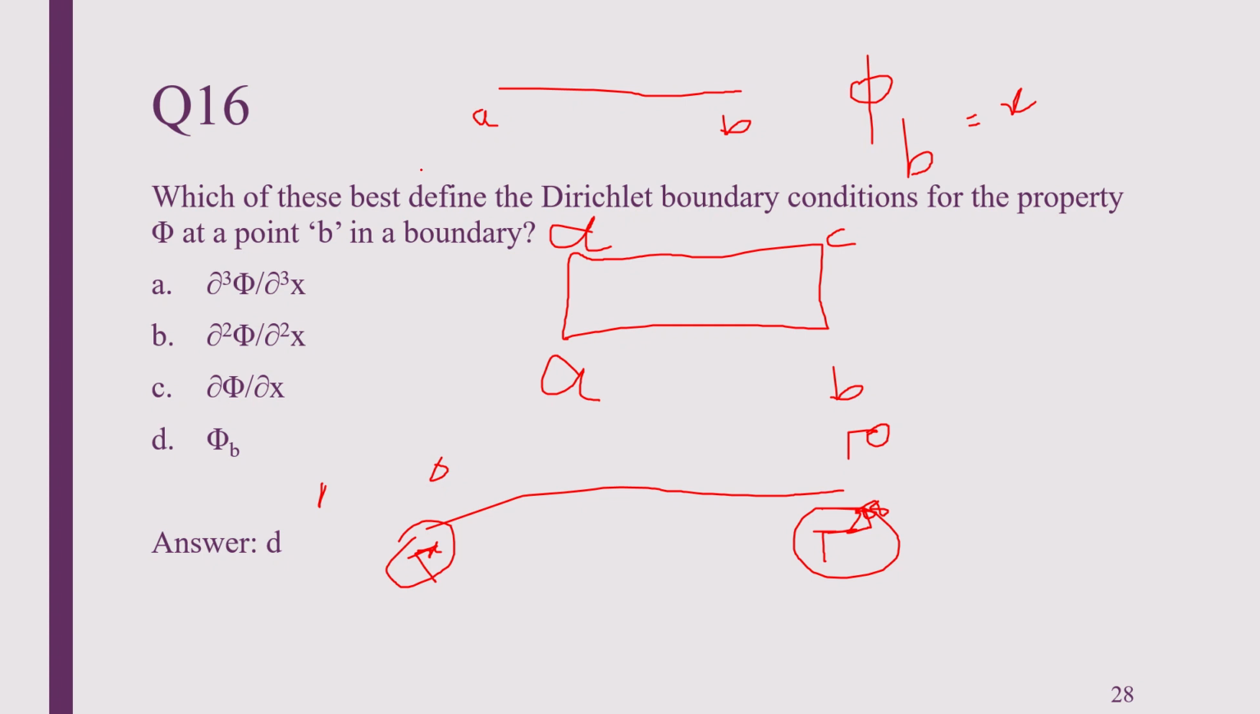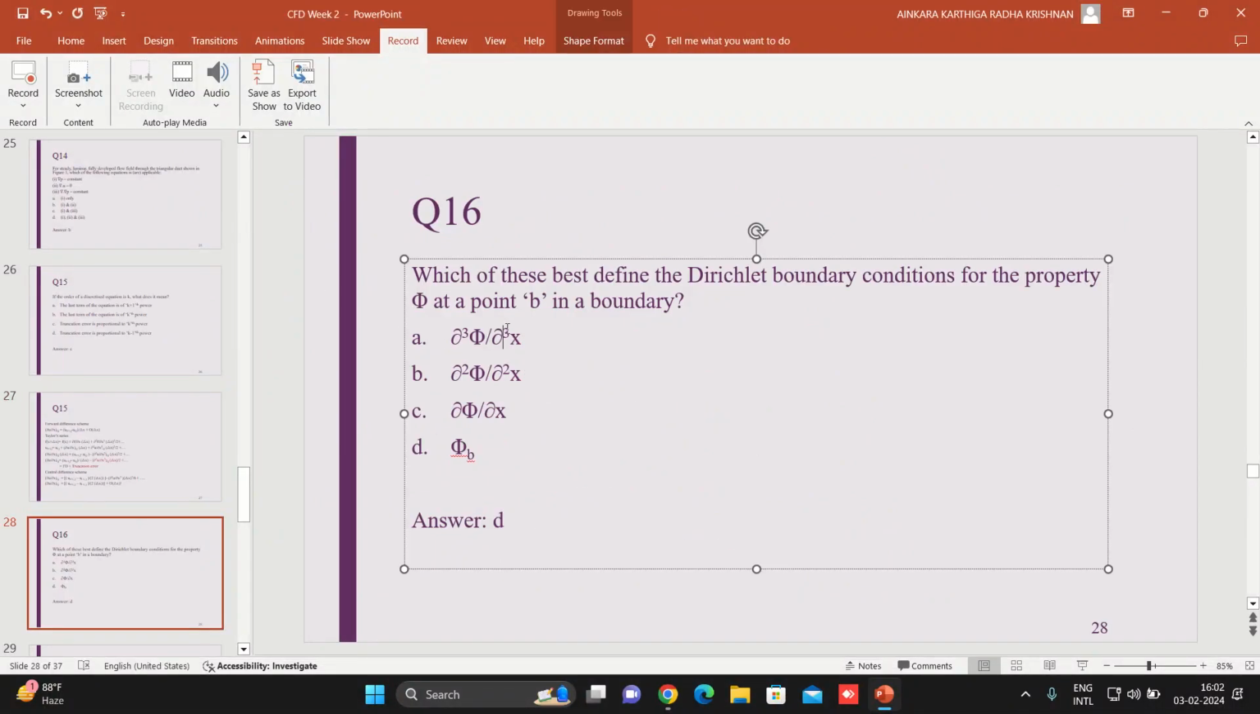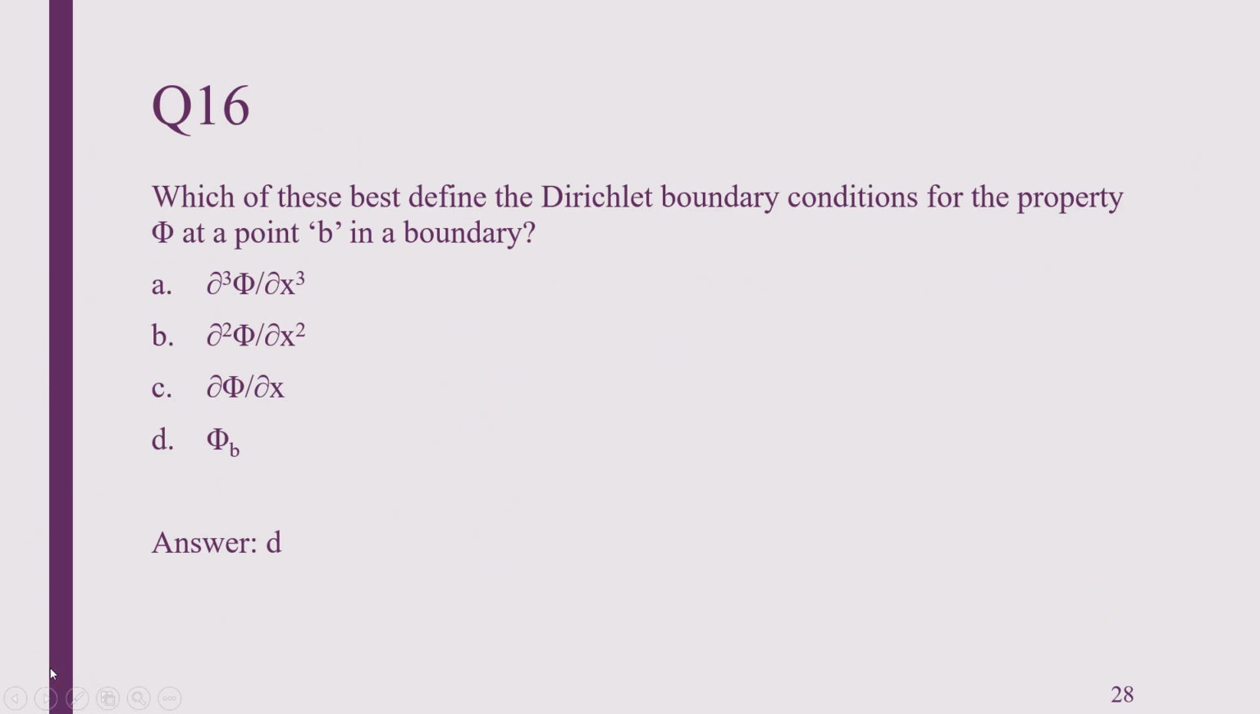So how are we denoting? Which of these best defines the Dirichlet boundary conditions for the property phi at a point B? First option, it is ∂³phi/∂x³. Option B, it is ∂²phi/∂x². Option C, it is ∂phi/∂x. Option D, it is phi_B.